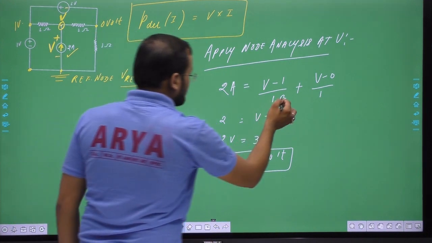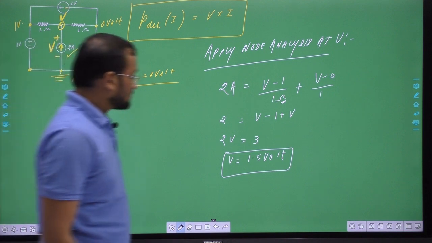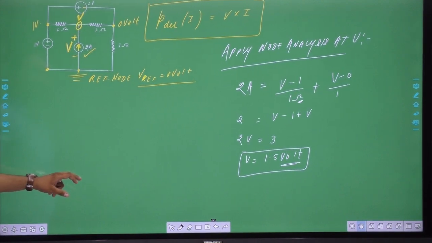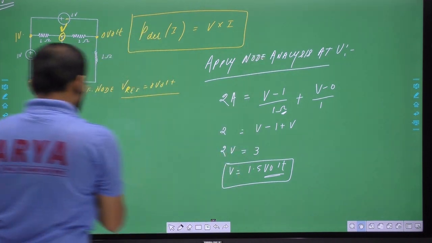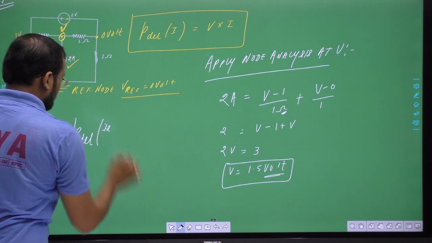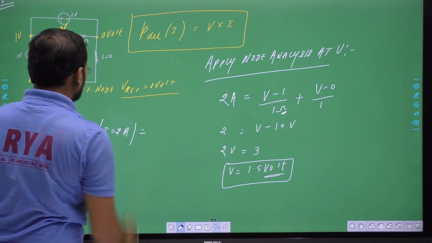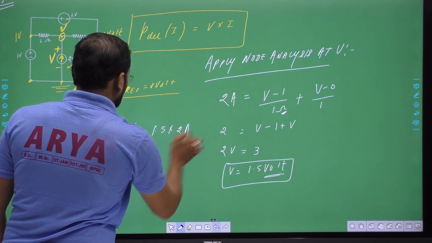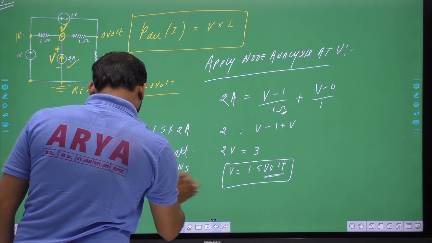Please take care of the sign. Please take care of the unit of the resistance. Here the unit is ohm, that's why I take volt here. Next, as we have found V as 1.5 volt, the answer will be power delivered by the 2 ampere source, which is equal to V multiplied with I. What is the value of V? 1.5 multiplied with 2 ampere, and this is equal to 3 volt. So our answer is 3 volt.